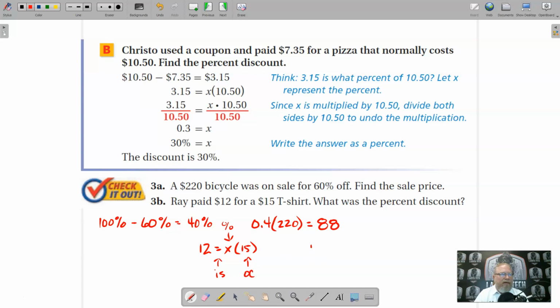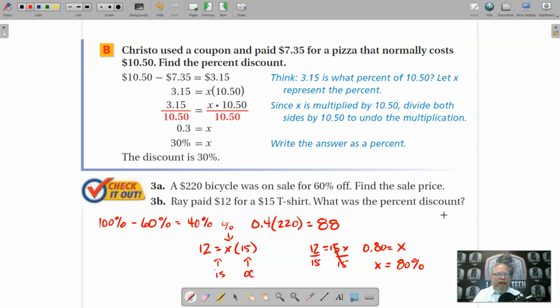So if I do 12 equals 15, I'll put the 15 first, times X, divide both sides by 15. What I do to one side, I do to the other. The 15s cancel each other, leaving me with X, and 12 divided by 15 is going to give me 0.8. Now move the decimal over 2 places, get 80, and throw a percent sign on the end. So what was the percent discount?